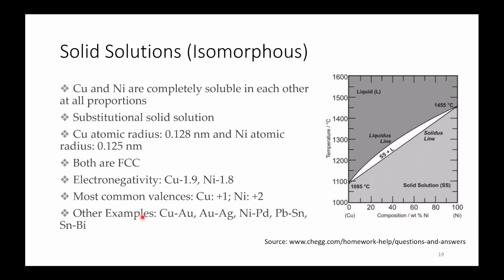And the valences are +1 and +2. Other examples of isomorphous systems are copper-gold, gold-silver, nickel-palladium, lead-tin, and tin-bismuth. Lead-tin is eutectic, so I think these are the examples of substitutional solid solutions.